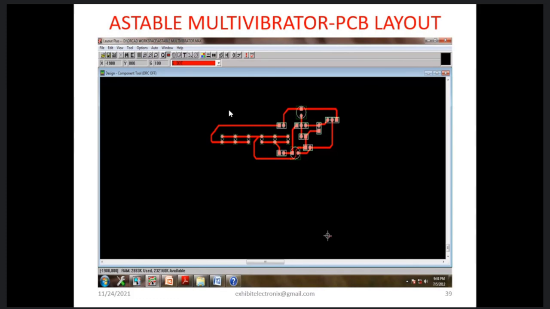These red color lines you are seeing are the tracks, and these are the components, and these are the places where we do the drilling. There are two types of technology in PCB design and PCB assembly. One is through hole technology: through the hole, we place the component and do the soldering in the bottom portion. Another one is surface mount technology, where you do the assembly process over the surface.